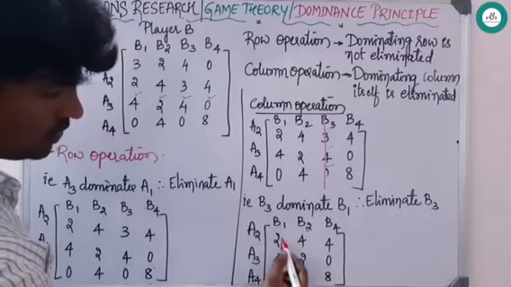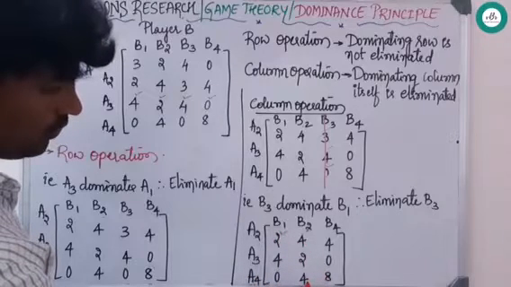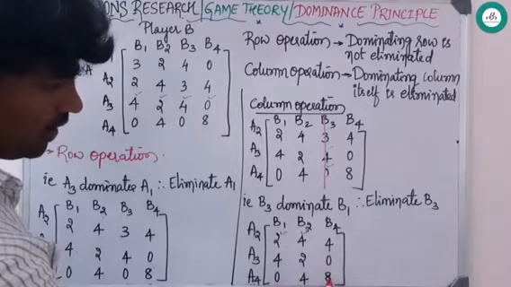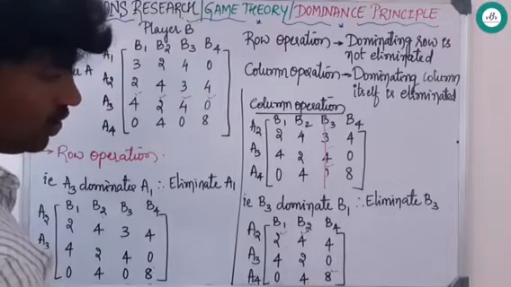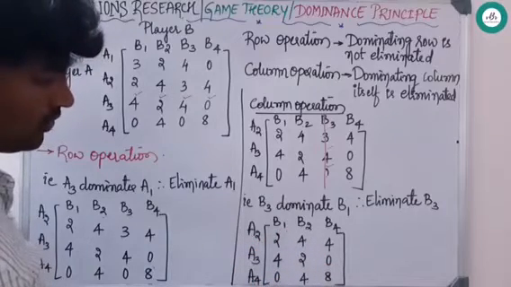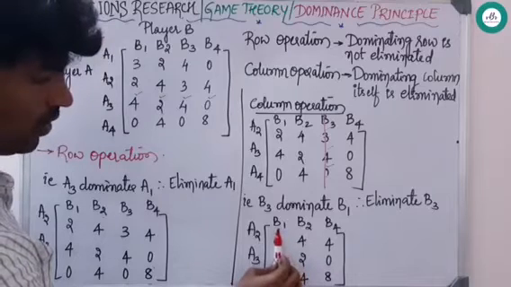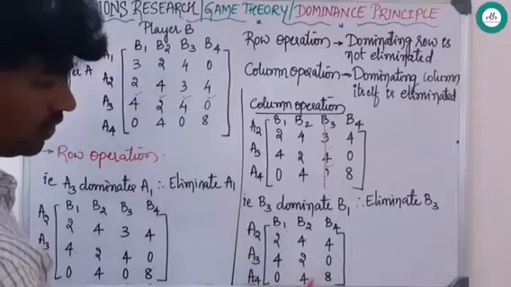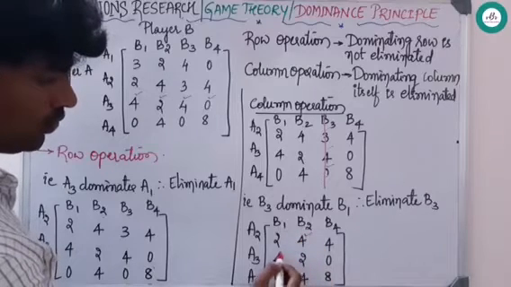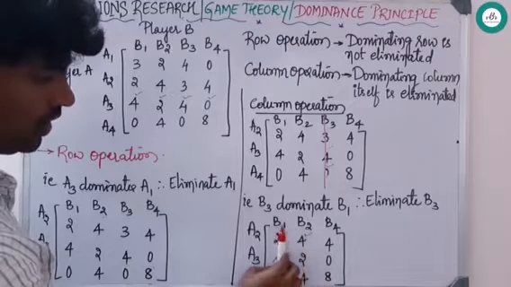So coming to elements 2 and 0, 2 is greater. 4 and 4, so we'll consider this. Next 4 and 8, 8 is dominating. So row operation is not possible. So now we shall proceed with a column operation. So comparing the first column and the second column. So 2 and 4, 4 is greater. 4 and 2, 4 is greater. From this it is clear that you can't compare B1 and B2.